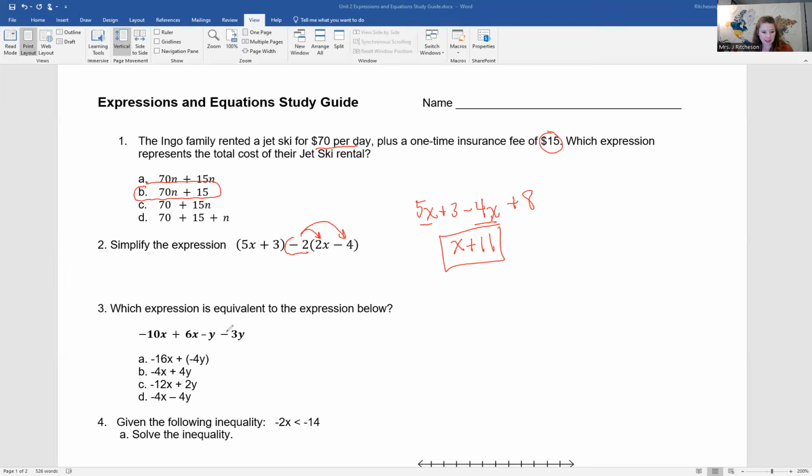Number 3, which expression is equivalent to the expression below? Well, let's go ahead and we can simplify this expression. So negative 10x plus 6x, these are like terms. That would be negative 4x. And then we have negative 1y combined with negative 3y. Negative 1 minus 3 is negative 4y. So it looks like D is the right answer.